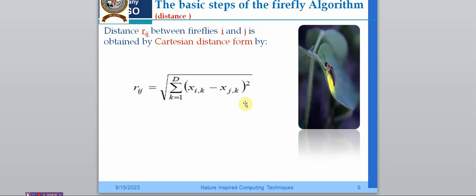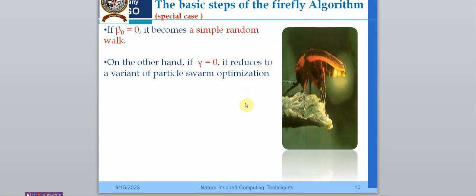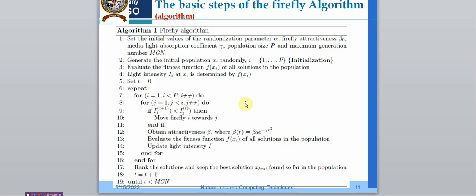And the distance rij between the fireflies i and j is obtained by the Cartesian distance. The equation is given as rij, which is equal to the square root of the sum of (xik minus xjk) squared, where k varies from 1 to capital D. Similarly, if beta is equal to 0, it becomes a simple random walk. On the other hand, if gamma is equal to 0, it reduces to a variant of particle swarm optimization. Okay, so this is also a part of particle swarm.